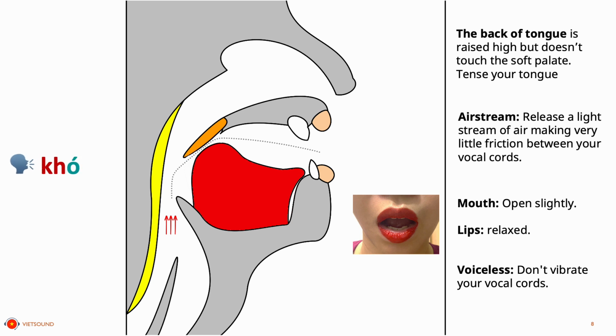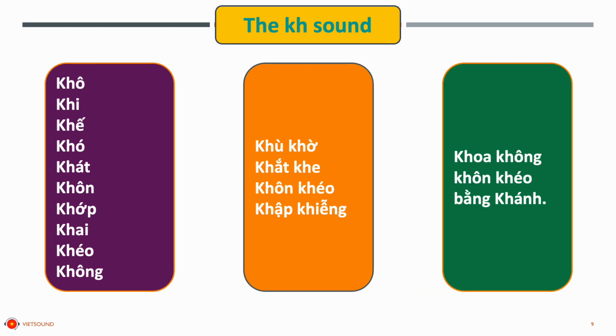Khó. Let's practice saying some words with the kh sound. Khô, khi, khế, khó, khát, khôn, khớp, khai, khéo, không, khù khờ, khắt khe, khôn khéo, khập khiễng, khoa, không, khôn khéo, bằng khánh.